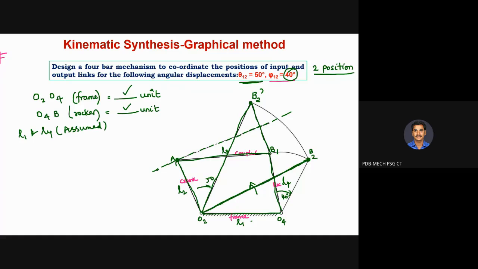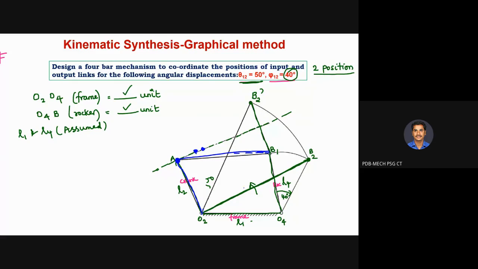Point A, you can assume anywhere. You can assume it here. If you assume here, you need to connect with O2 here and B1 here. Connect like this and you will get a 4 bar mechanism. Or otherwise, you can assume at this point and connect with O2 and B1 to get a 4 bar mechanism. But now I assumed here, and I connected with O2 and B1 to get a 4 bar mechanism.